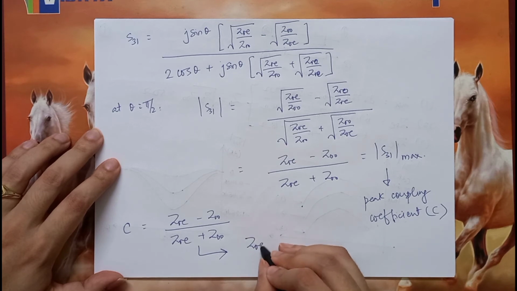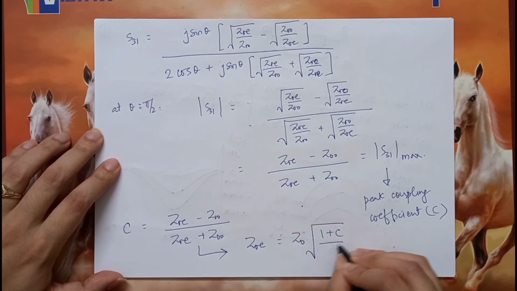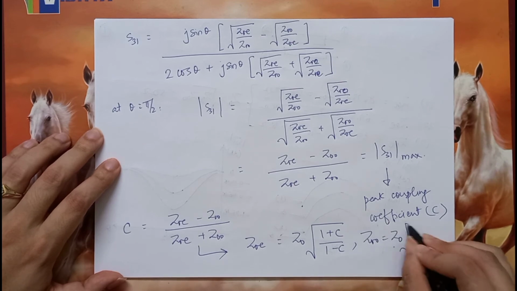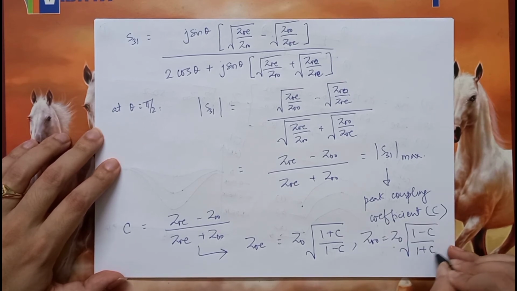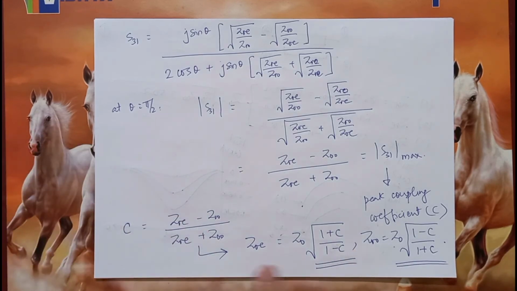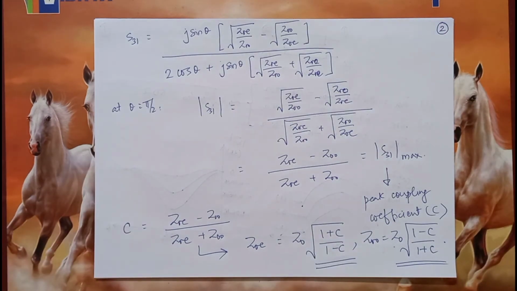That is, you can also achieve Z0e as a function of C. That is this. And Z0o will be Z0 times this. These two are converses, these two are consequences of this expression. So these will be useful for you to know in case you are dealing with problems related to coupled line couplers.